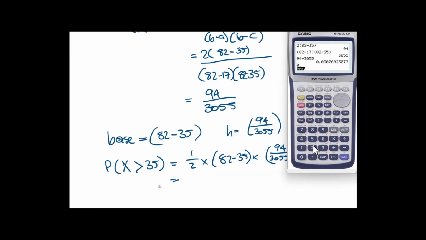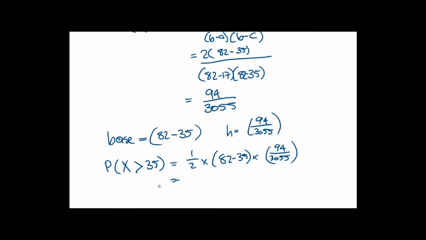So half, 0.5 times 82 minus 35 times 94 over 3055 equals 0.723140. And that's our final answer.